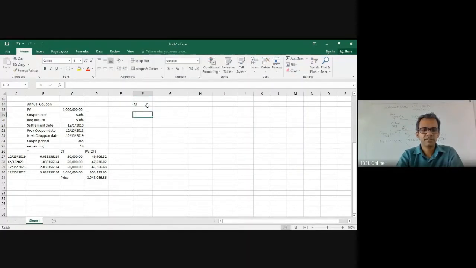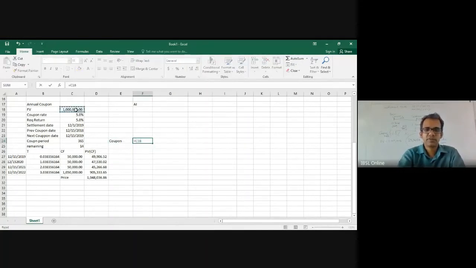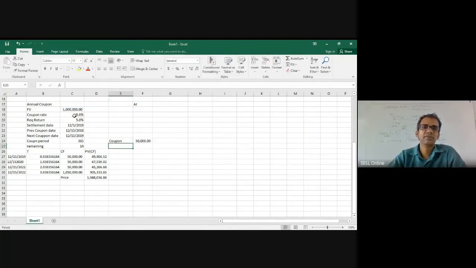For the accrued interest, we need these things. Okay, we have all these. To make it clear, we'll calculate the coupon. It is the face value times the coupon rate because it's annual, 50,000.